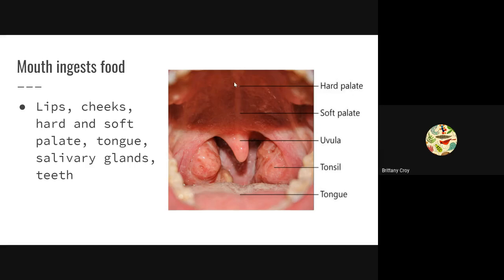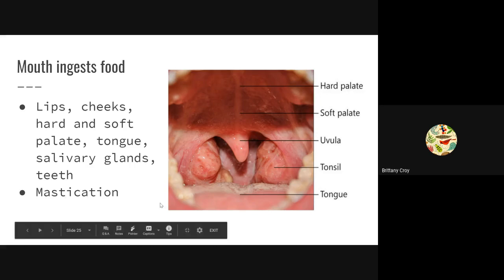The hard palate is the hard part of your mouth, towards the front of your mouth. And then the soft palate and the uvula back here, that's actually soft and flexible, so it's able to block the nasopharynx. We don't have any food going up through the nose. And then a nice view of tonsils from our lymphatic system.